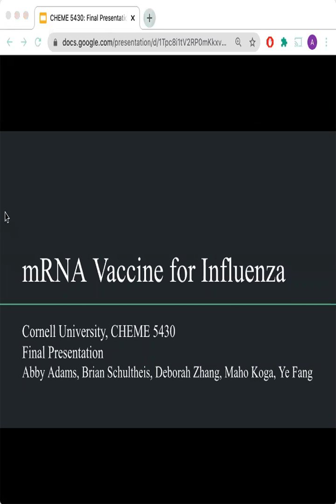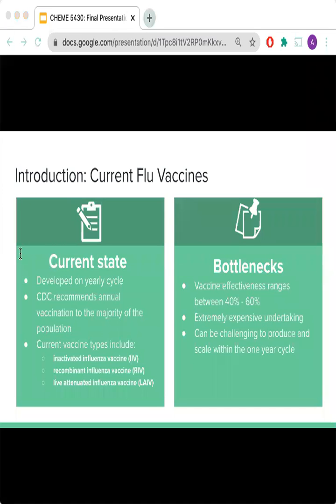For our final design project, our group decided to make an mRNA vaccine for influenza. The influenza vaccine is one that needs to be modified and manufactured every year due to the changing genetic nature of the influenza virus. While the current demand is met, this proves to be a costly and time-consuming process.